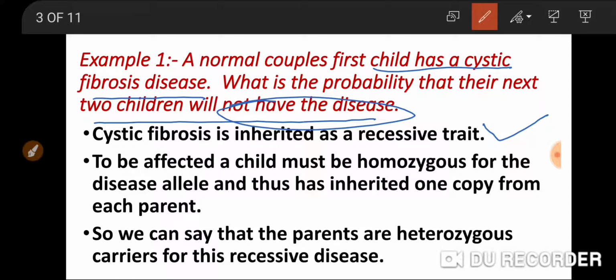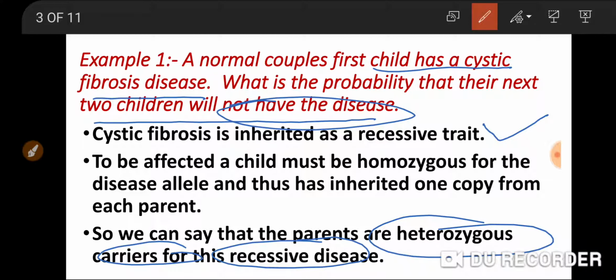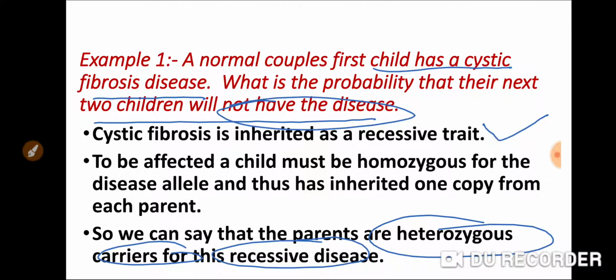So we can say here that the parents are heterozygous carriers for this recessive disease, cystic fibrosis, and with this information, that the parents are heterozygous carriers, we can calculate the probability that they will produce unaffected offspring. Now let the capital N be the normal allele, while the small n is the recessive allele or the disease allele.